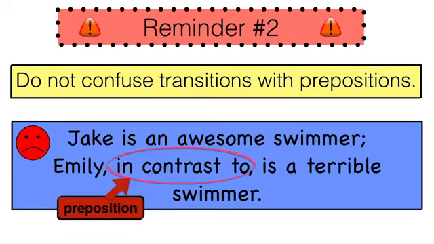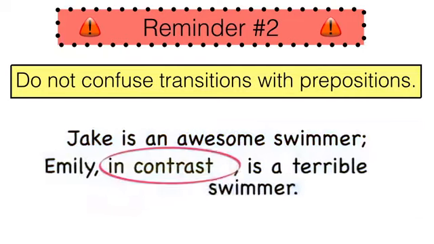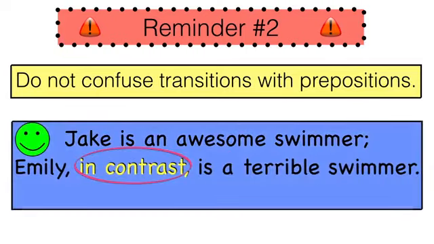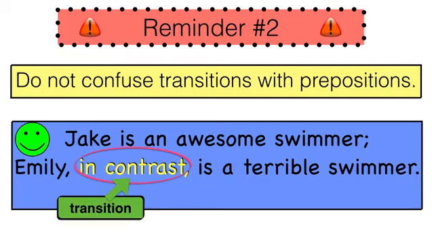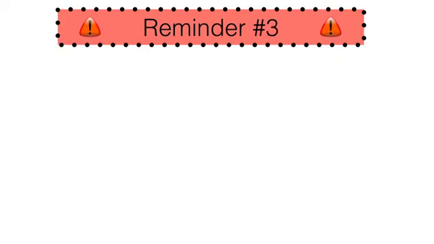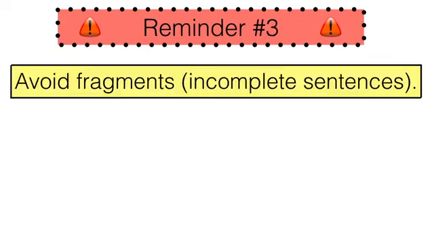But there's a really easy way to fix this problem. We can actually just make this preposition a transition by removing to. Now we have a good sentence. Jake is an awesome swimmer. Emily, in contrast, is a terrible swimmer. Moving on to reminder number 3. Avoid fragments, which are incomplete sentences.